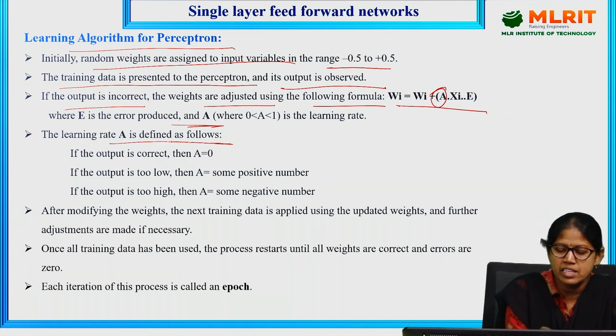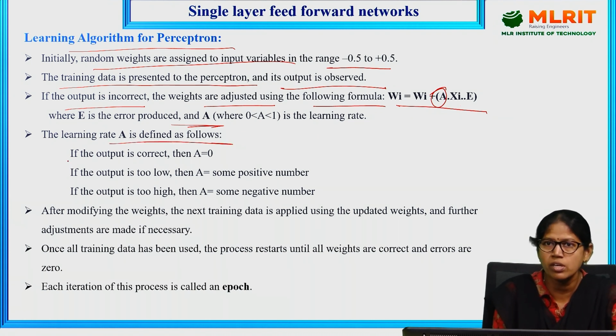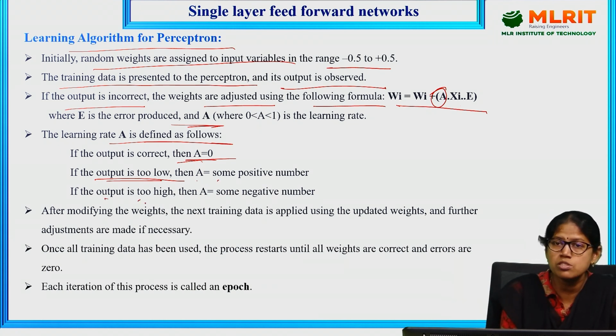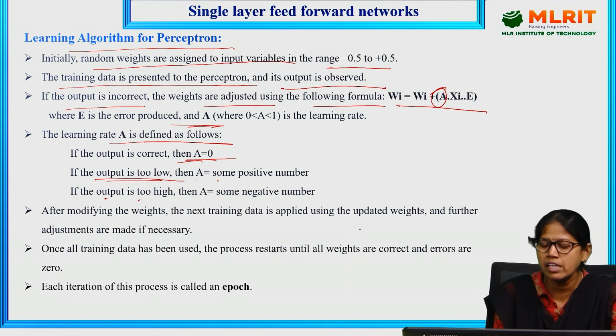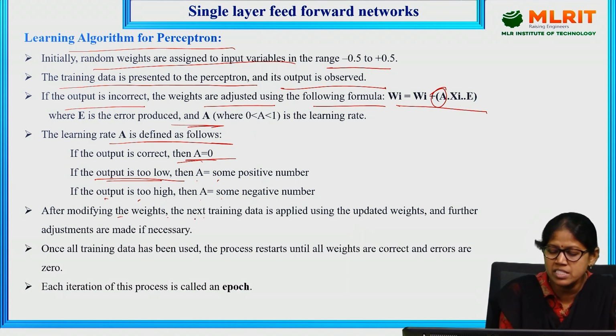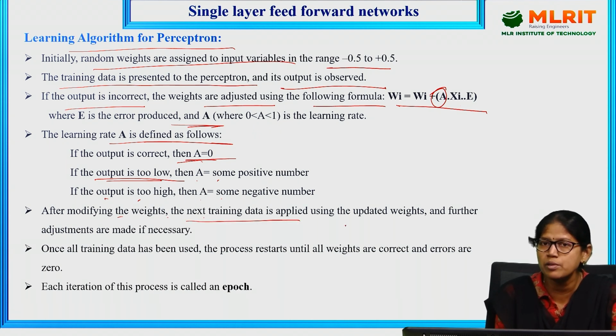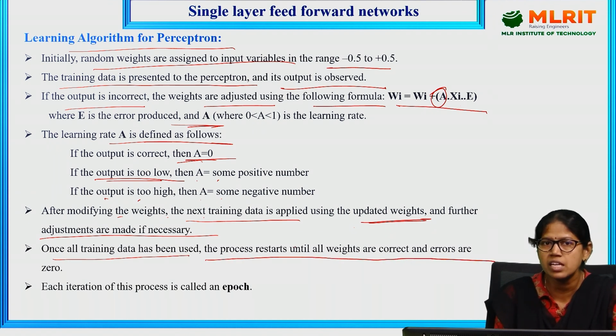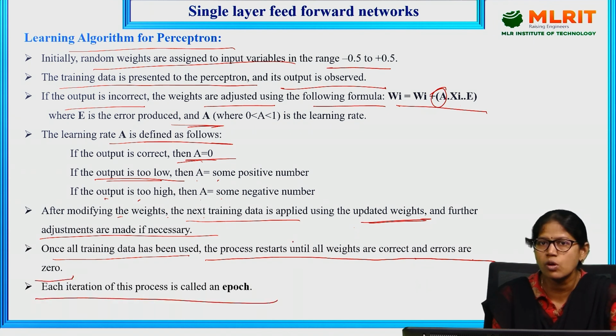The learning rate is defined as follows: if the output is correct, actual and expected both equal, then the learning rate is 0. If the output is too low, then A equals some positive number. If the output is too high, then A equals some negative number. After modifying the weights, the next training data is applied using the updated weights, and further adjustments are made if necessary. Once all training data has been used, the process restarts until all weights are correct and errors are 0. Each iteration of this process is called an epoch.